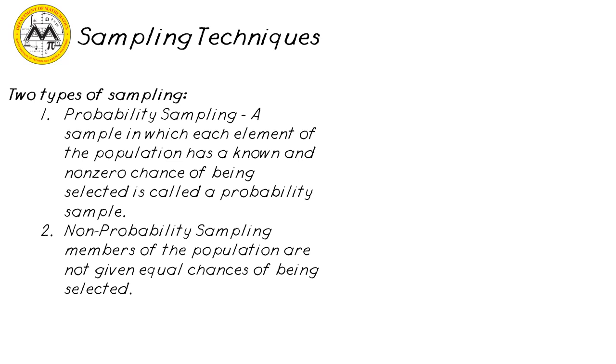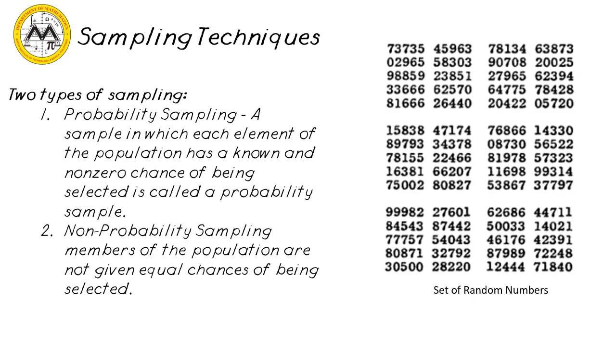Probability sampling is a sampling in which each element of the population has a chance to be selected as a sample, while non-probability sampling is a sampling technique wherein the members of the population are not given equal chances to be selected.